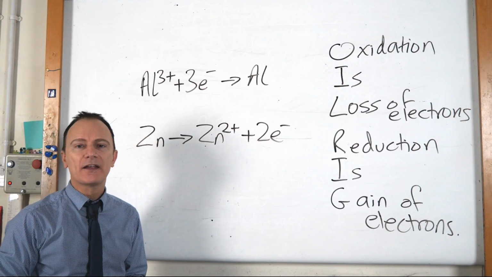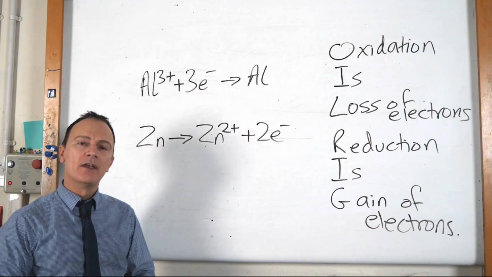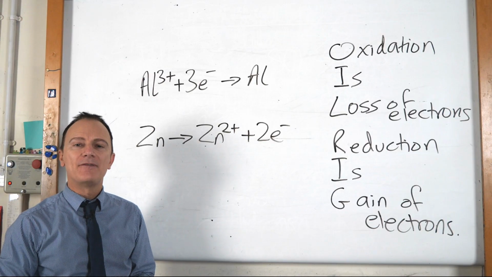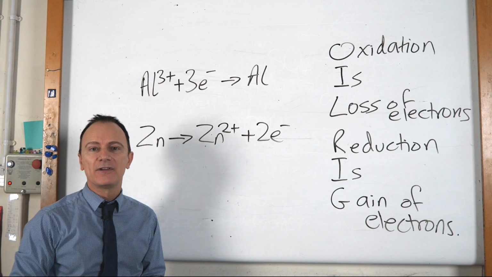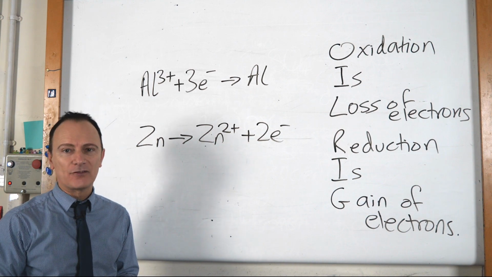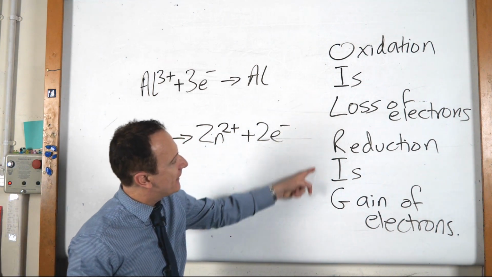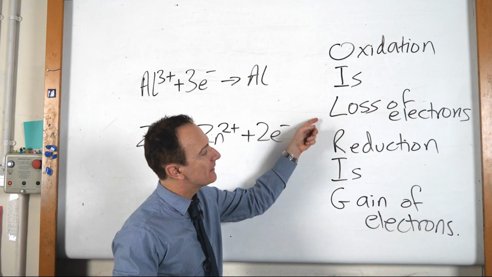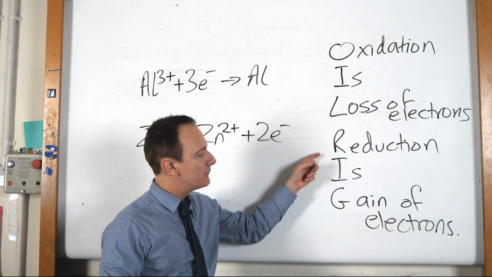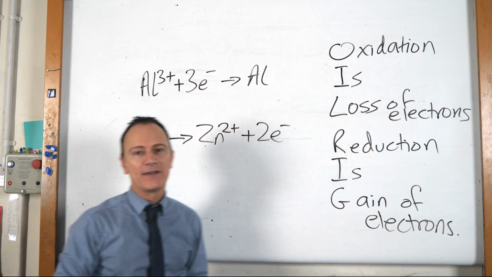This next 30 seconds is just for the higher tier students, so you might want to skip past this if you're doing foundation. We can also think about oxidation and reduction in terms of electrons. And we need to remember this, OIL RIG. That stands for oxidation is loss of electrons and reduction is gain of electrons.